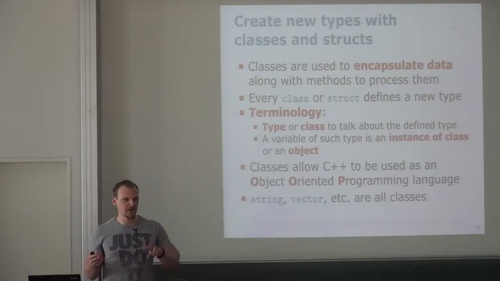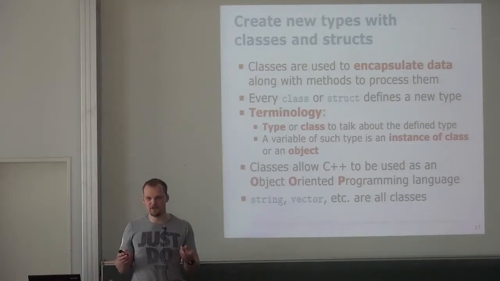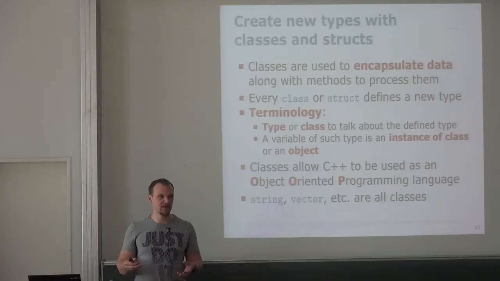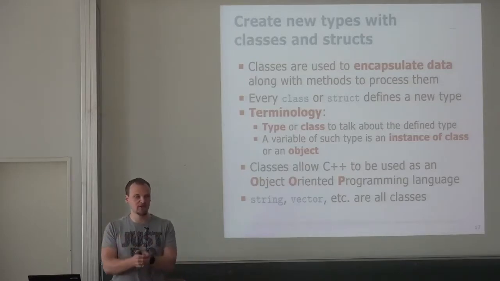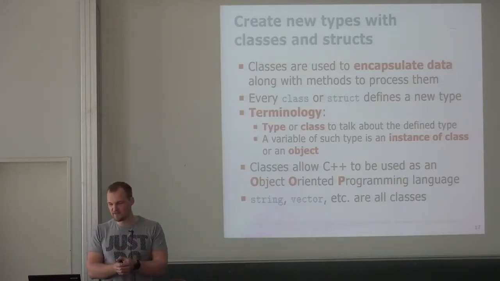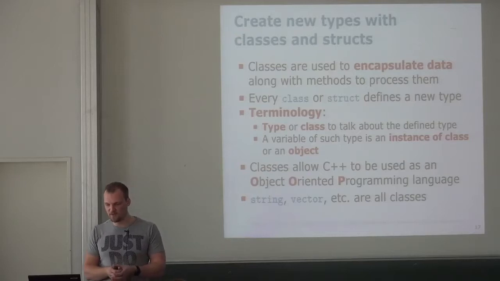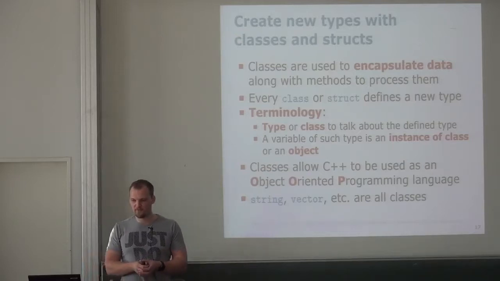So I will use class and type interchangeably for classes, and I will use the instance of a class or object of a class for an object that is created as a variable of some type. Right.